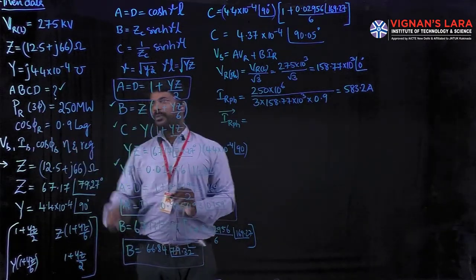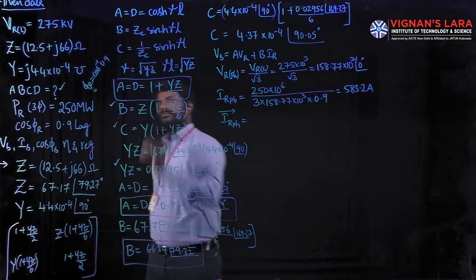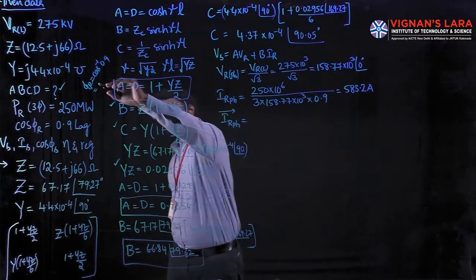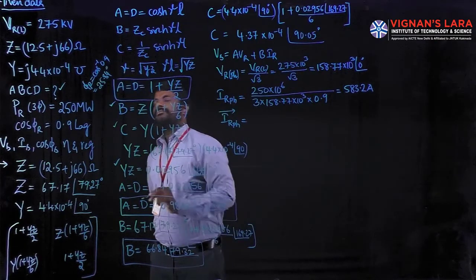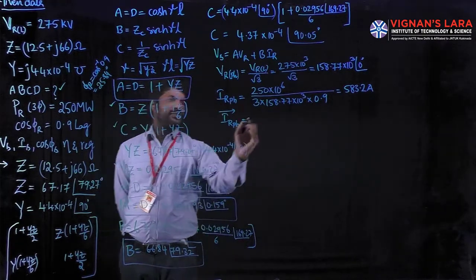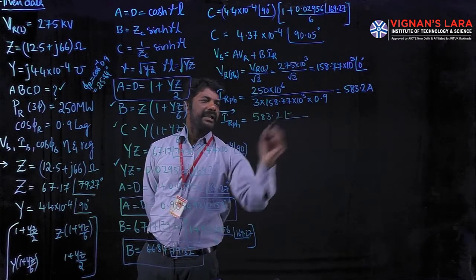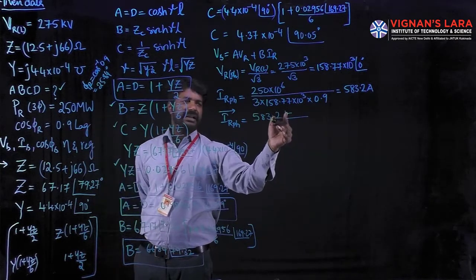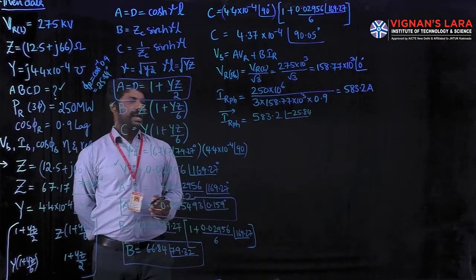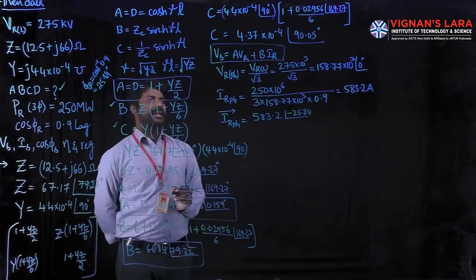Since cos phi r is 0.9, then phi r is equal to cos inverse of 0.9. Then you will get this as 25.84 degrees. I will use that 25.84 degrees in my current calculation value, whose phasor can be given as 583.2 magnitude at an angle minus 25.84 degrees, the minus is because of lagging power factor, inductive load. So VR and IR are there. Then I can use this Vs is equal to AVR plus BIR formula directly.